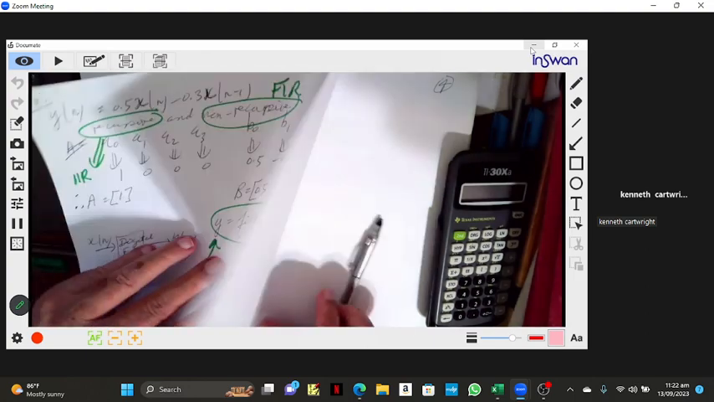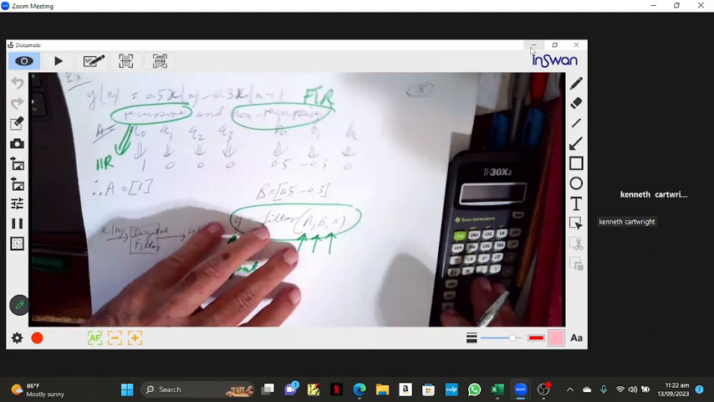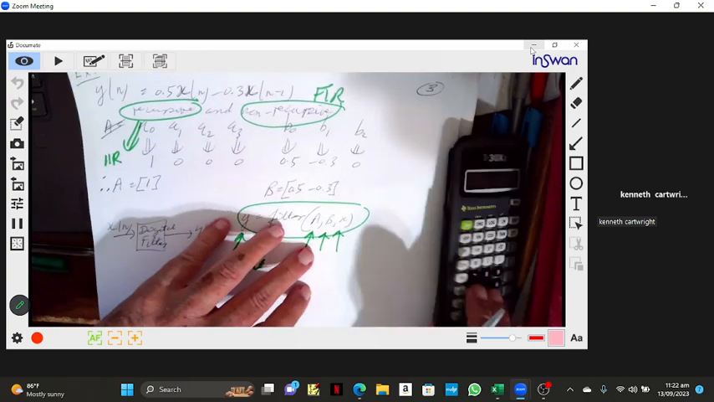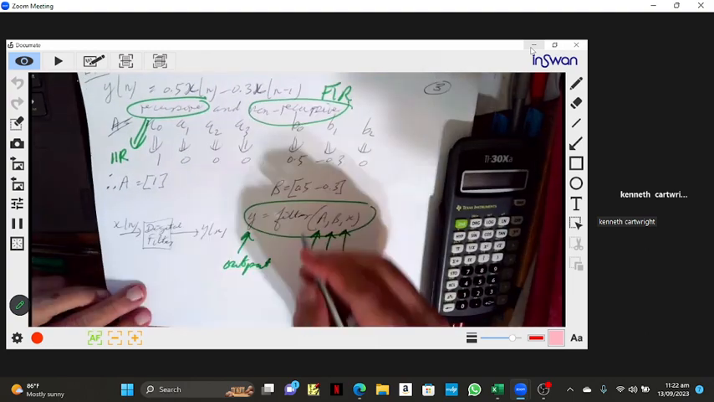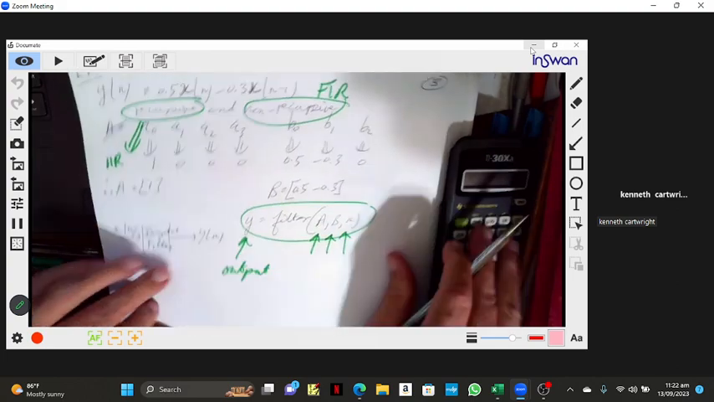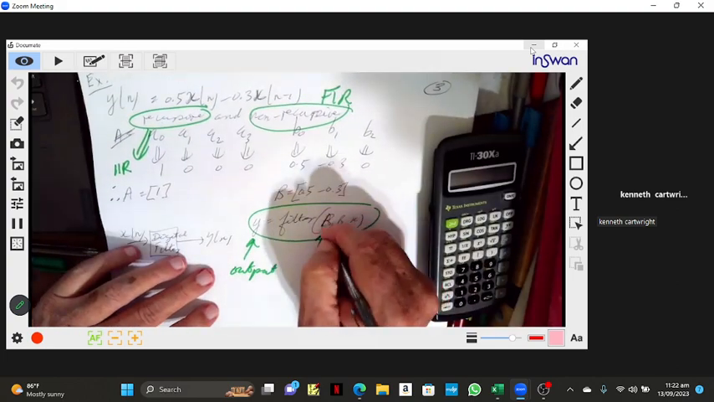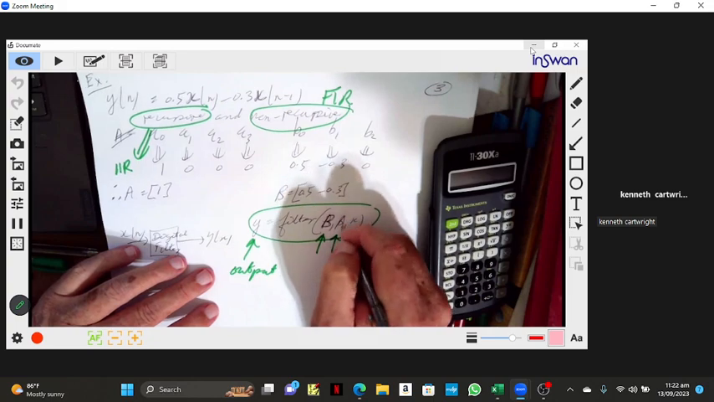Okay, I was right. Let me make this correction, please. Page 3. The B vector goes first, and then the A vector.